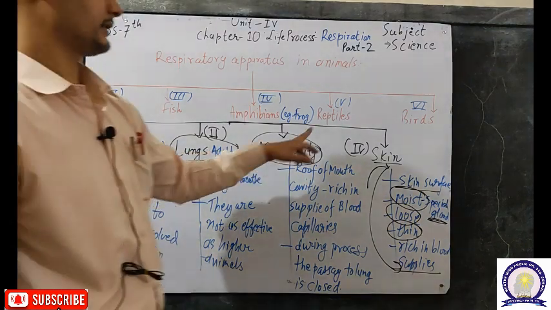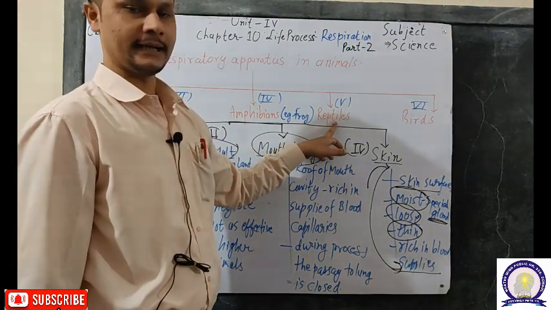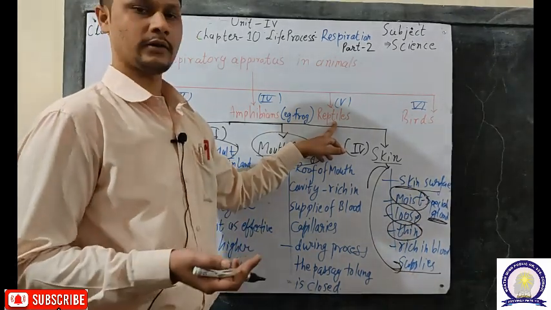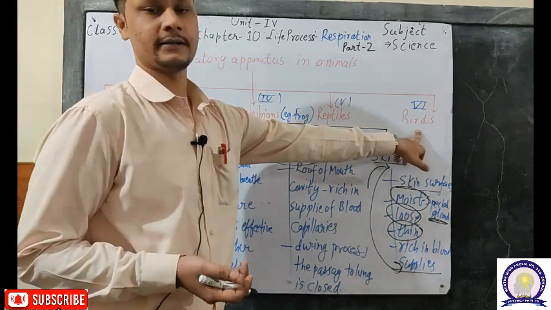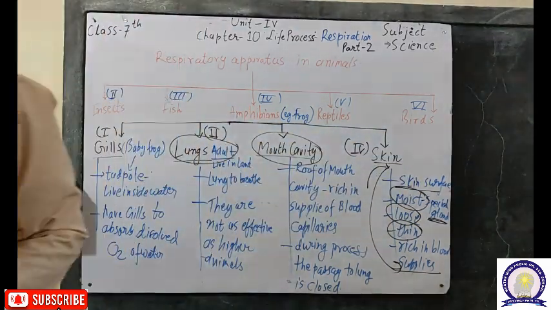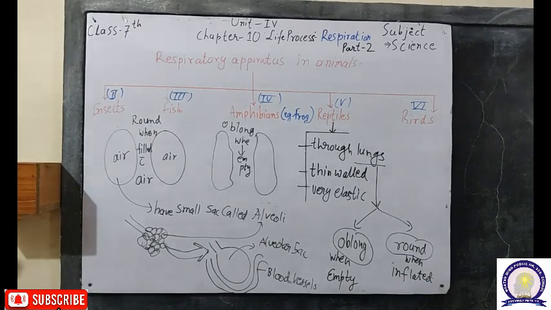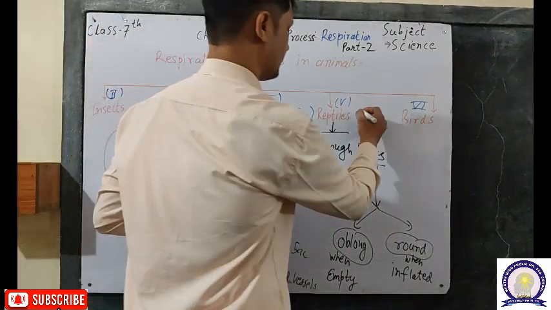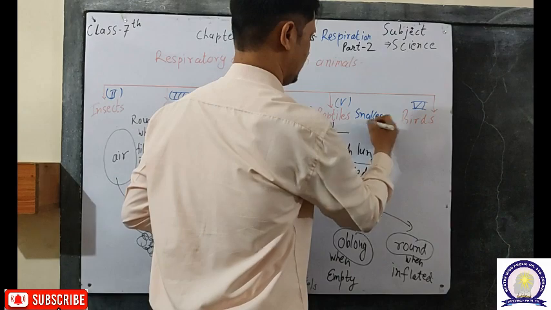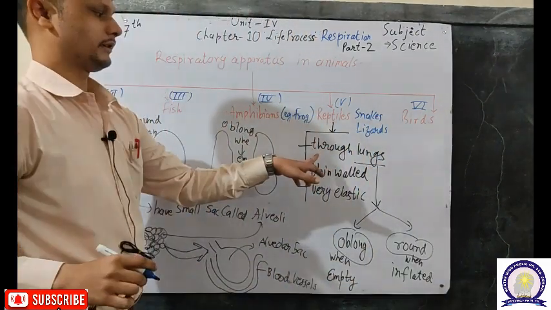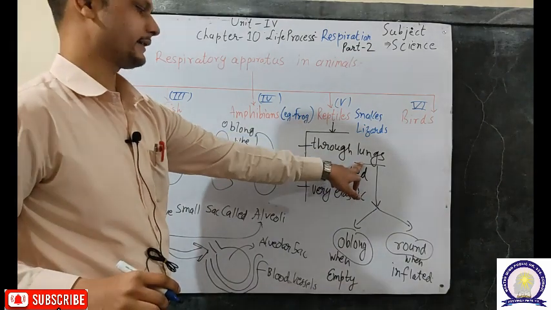Now in the further section, the respiratory apparatus of the reptiles, that means those animals like snakes, lizards, crocodile, and the respiratory apparatus of the birds. Now in the reptiles, those animals like for example snakes and lizards, they have lungs for their respiratory apparatus.